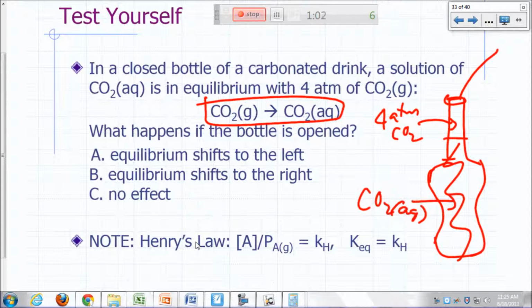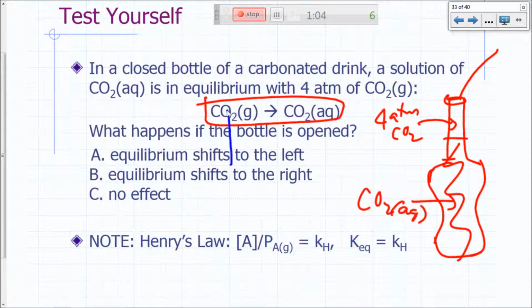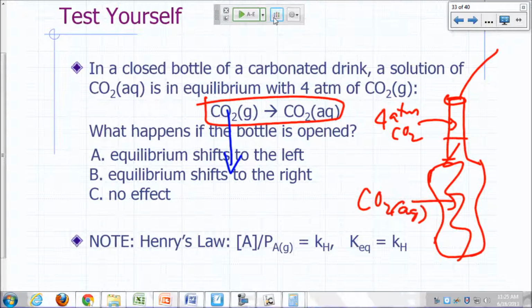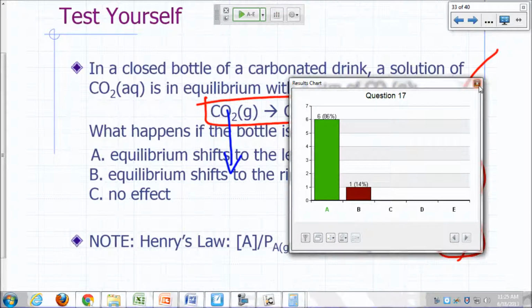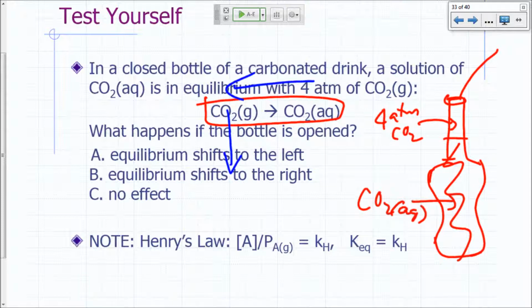So the net effect of opening the bottle is to remove CO2 gas. So which way will the reaction shift? Shifts to the left, right? You're removing CO2 gas, so you shift to the left. And what's the physical manifestation of that shift to the left? CO2 from the liquid is going to bubble out of your soda.